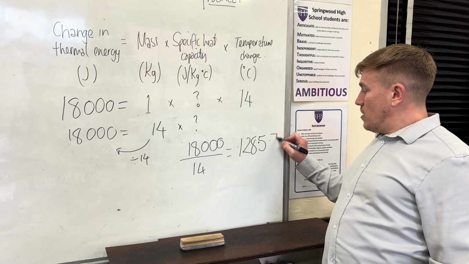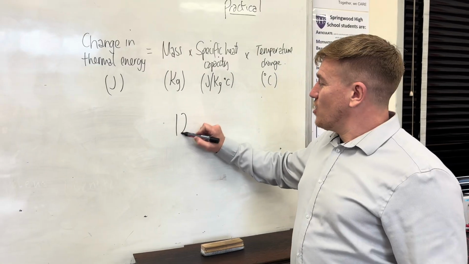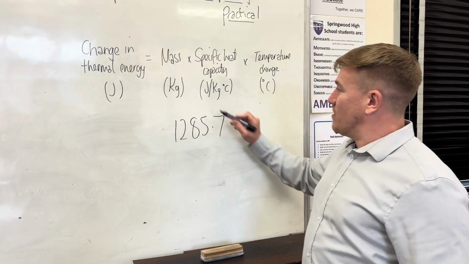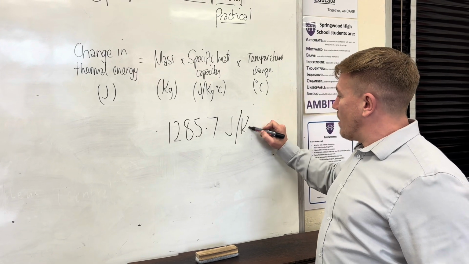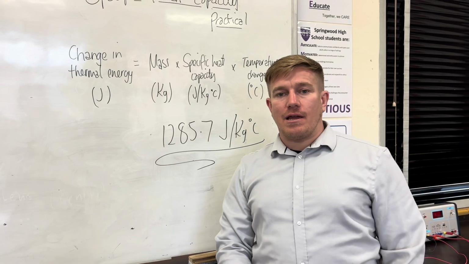1285.7 to one decimal place. The 1285.7 is in joules per kilogram for every degree Celsius, and that is the specific heat capacity of the aluminium.